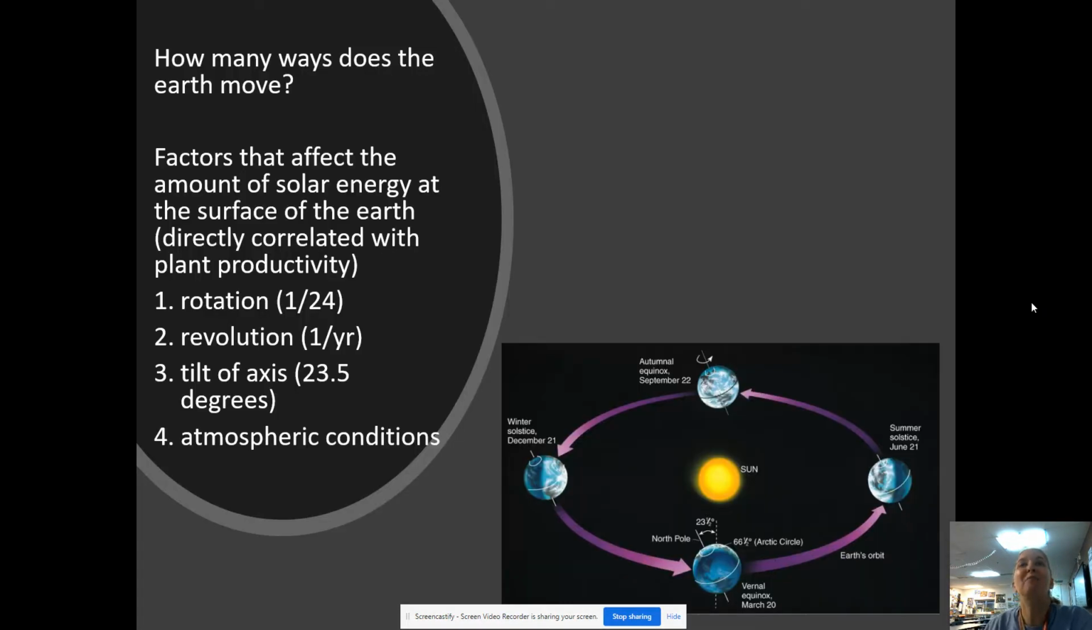All right, so how many ways does the Earth move? It's actually 3. So we have factors that affect the amount of solar energy at the surface of the Earth, which is directly correlated with how much plants can produce. So one, we have rotation of the Earth, spins in a circle. We have revolution, one a year, so we're going around the sun. We have the tilt of the axis. The Earth is at 23.5 degrees, and we have atmospheric conditions. So we have our 3 ways the Earth moves and then various atmospheric conditions on top of that.